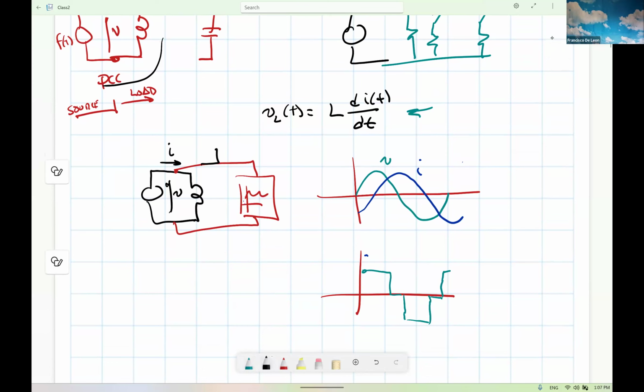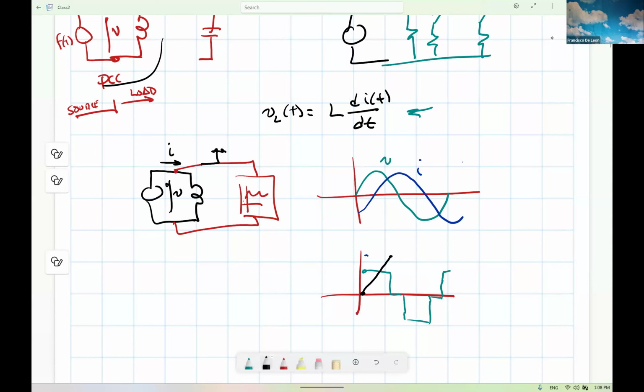Because let's assume that this is switching. So I will start with the current at 0, and the current will rise in this way until it gets to that point. And at that point, it will go to 0. So it will try to go down. And when it gets to this point, it will still go down with a different slope, right?